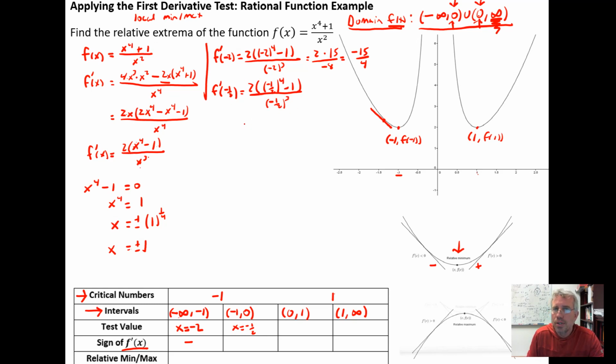So maybe I'll work this one down this way a little bit. We're going to get 2 times negative 1/2 to the 4th power, which is 1/16, minus 1, divided by negative 1/2 to the 3rd power, which is negative 1/8. So this is going to equal 1/16 minus 1, which is 15/16. So you have 2 times 15/16 divided by negative 1/8. 2 is going to go in there 8 times, and the 8s are both in the denominator positions.